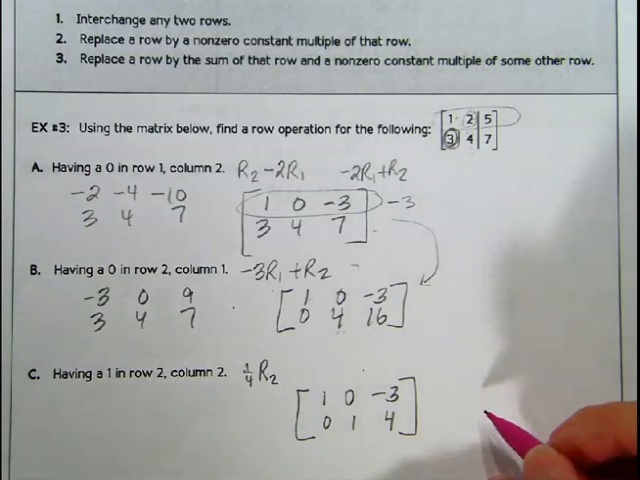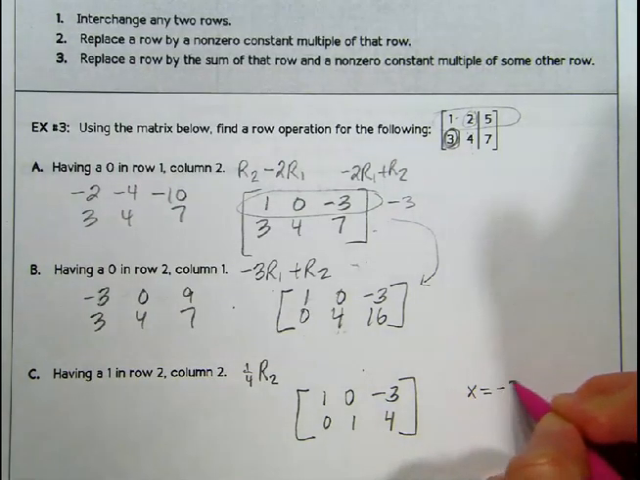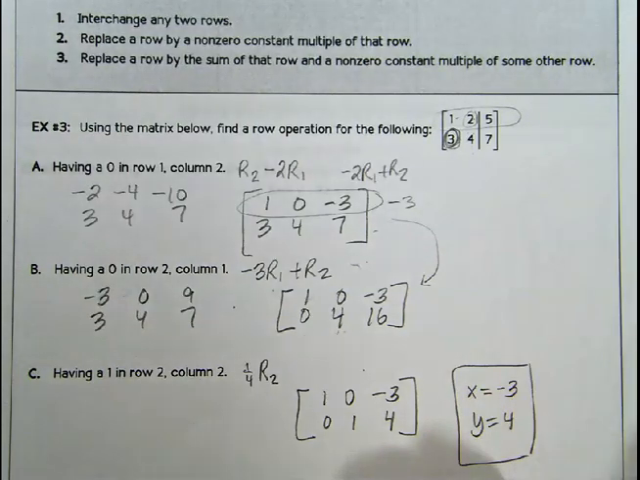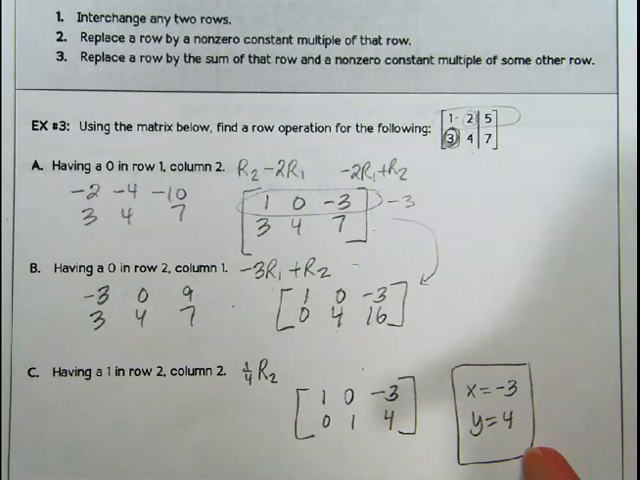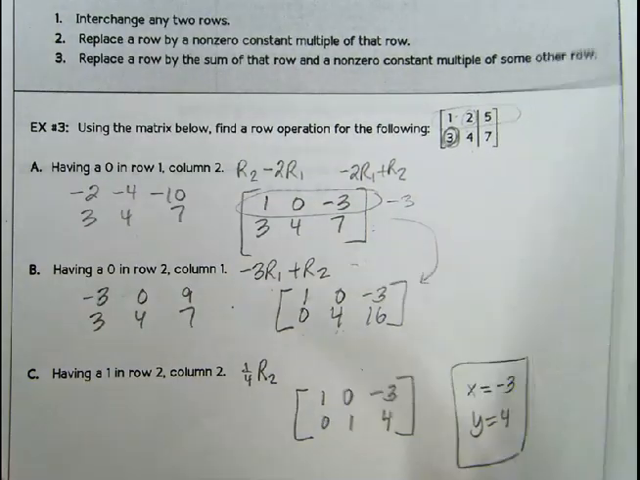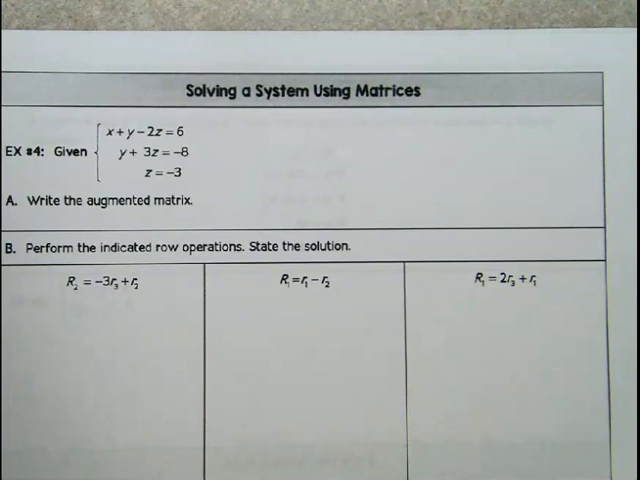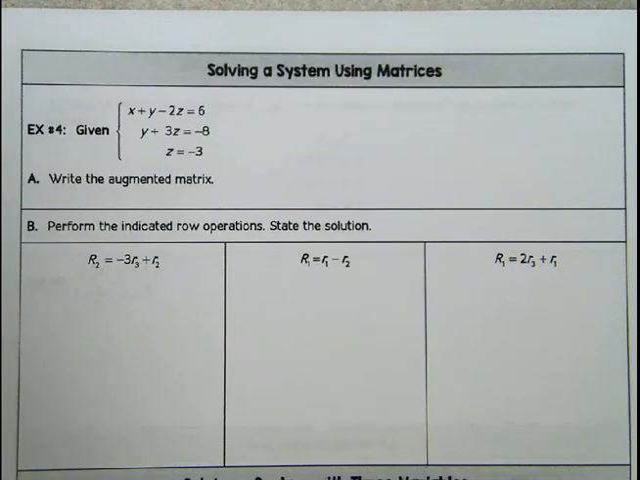So this actually means that the x value is -3 and y is 4. That's what it ends up meaning. That's the whole point of using the matrices to do that. Now on the next page, oops, down the back. Next page at the very top, solving a system using matrices.